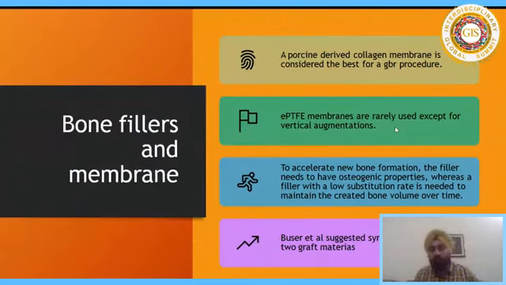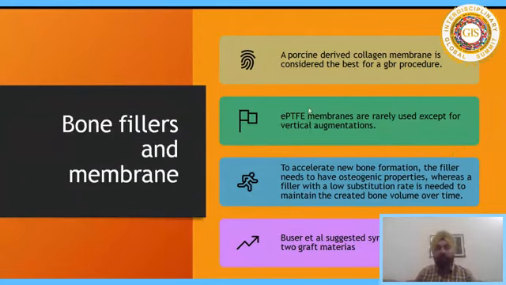To accelerate new bone formation, the filler needs to have osteogenic properties, whereas a filler with low substitution rate is needed to maintain the created bone volume over time. So you place an autograft first, and then you place a filler with a low substitution rate to maintain the bone volume. That is DBBM.